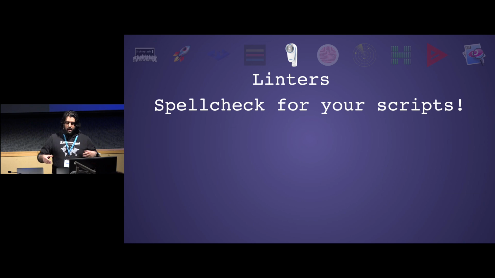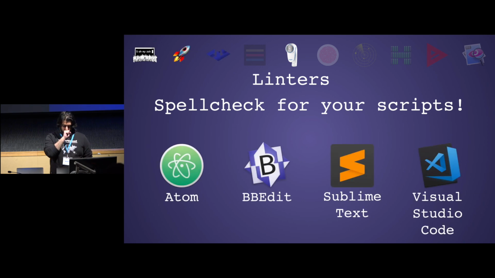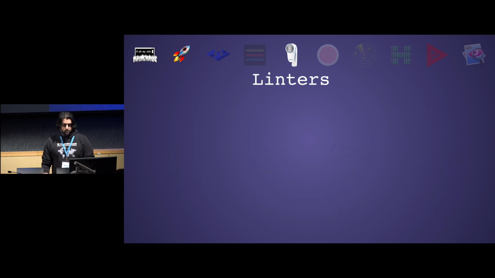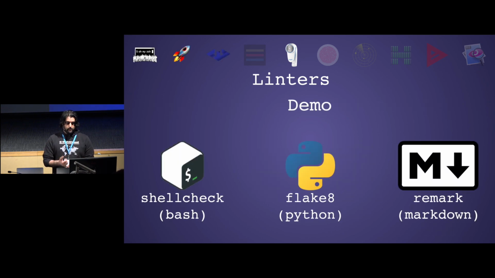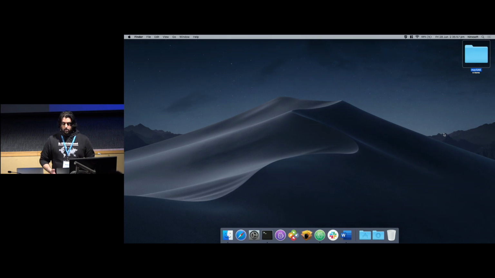Most of the linter tools are command line tools, but they're also integrated into some pretty popular text editors. I personally use Atom, and I'm actually just going to jump straight into a demo. I'm going to highlight a few different linters. ShellCheck for Bash, Flake8 is a popular one for Python, and Remark, which is used for Markdown or README documentation. Let's have a quick look at how that works.